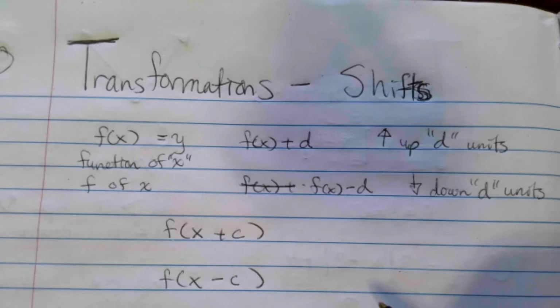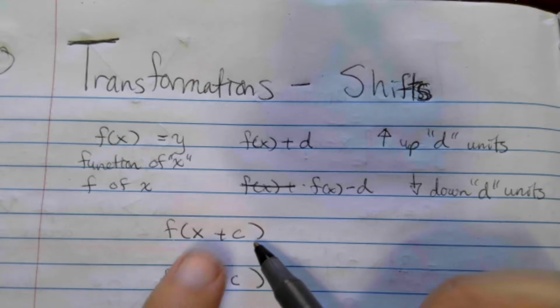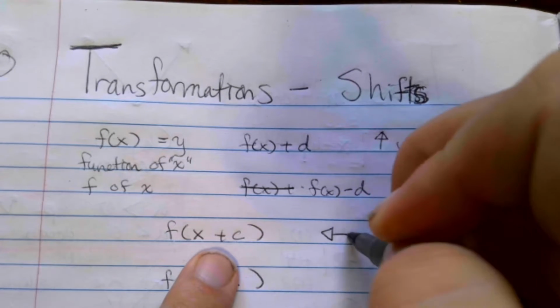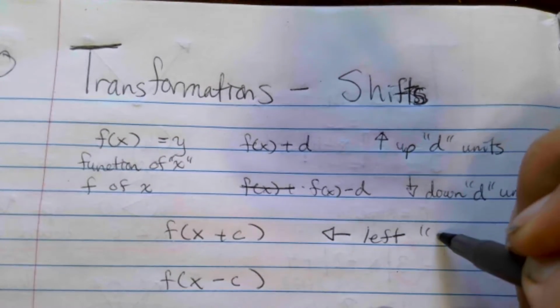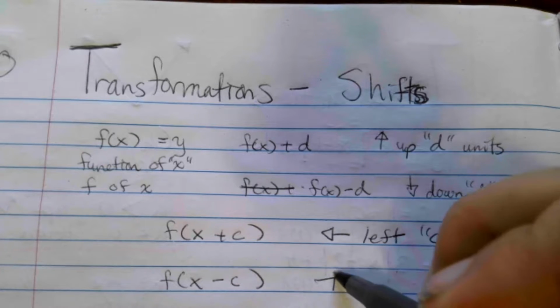Now when it's on the inside, it actually does the opposite of what you'd think. So when it says plus, we're actually going to go left, however much it tells us. And with minus, we're going to go right.